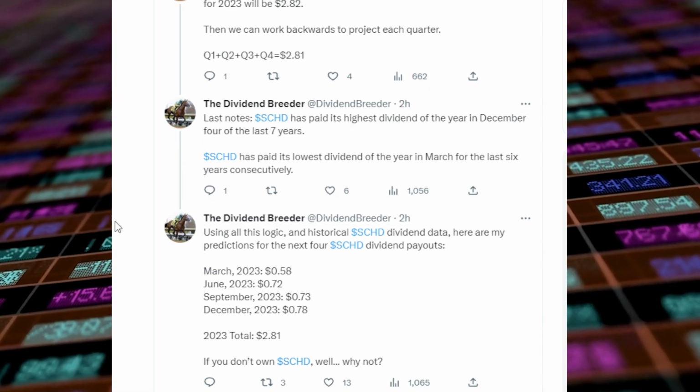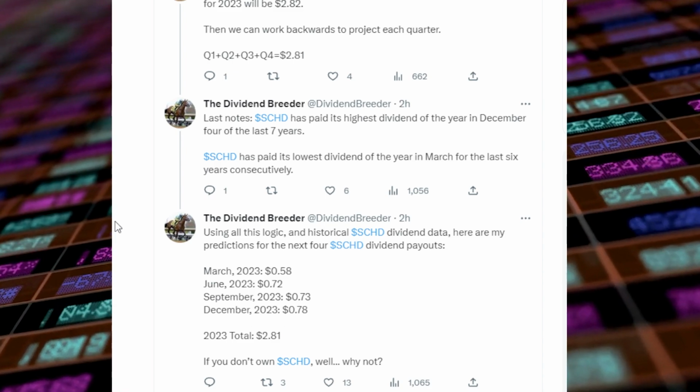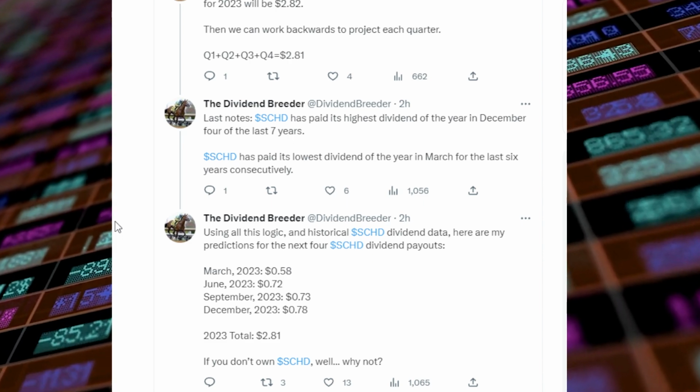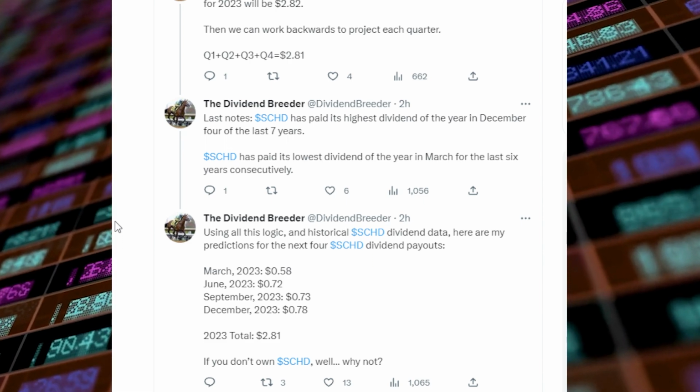So March, we have 58 cents per share of SCHD. For June of 2023, we could be looking at 72 cents per share. September, 73 cents, and December, 78 cents per share.